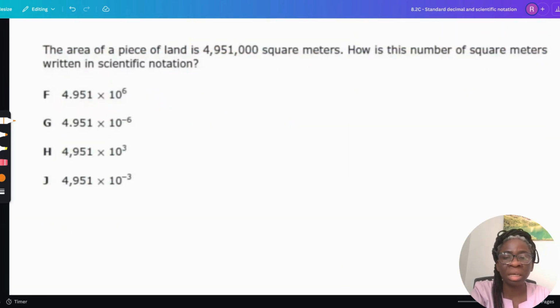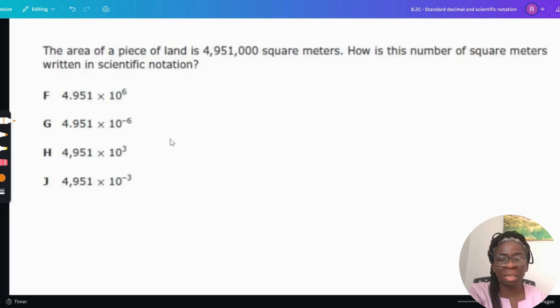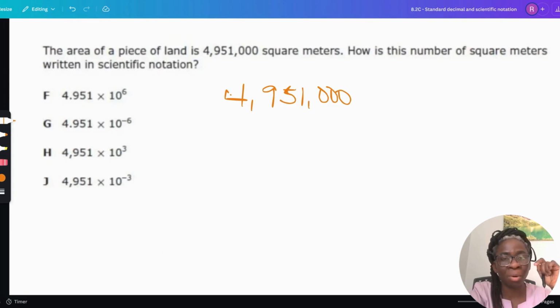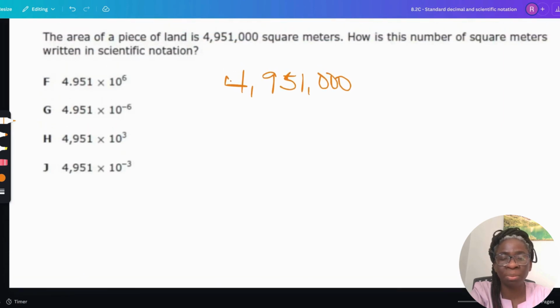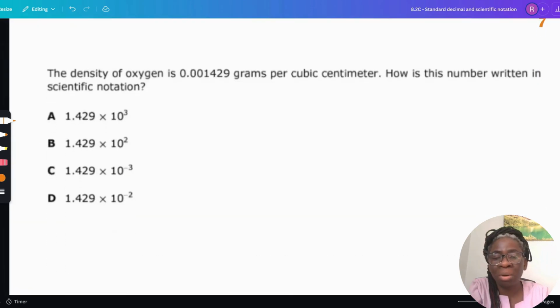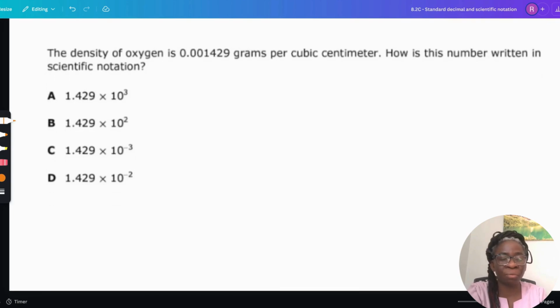Now this one says the area of a piece of land is 4,951,000 square meters. How is this number of square meters written in scientific notation? So write this in scientific notation. Don't forget, the decimal must be immediately after the first digit. So what will this be? And if you are moving from right to left, it has to be a positive power. It will be negative only if you are moving from left to right. So now look at an example of moving from left to right.